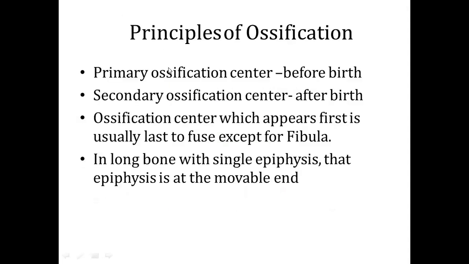The principles of ossification. The ossification center which appears before birth is called the primary ossification center. The ossification center which appears after birth is called the secondary ossification center. The ossification center which appears first is usually last to fuse, except for the fibula. In a long bone with a single epiphysis, that epiphysis is at the movable end.